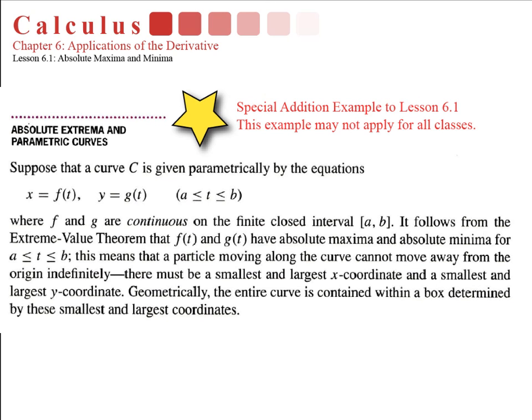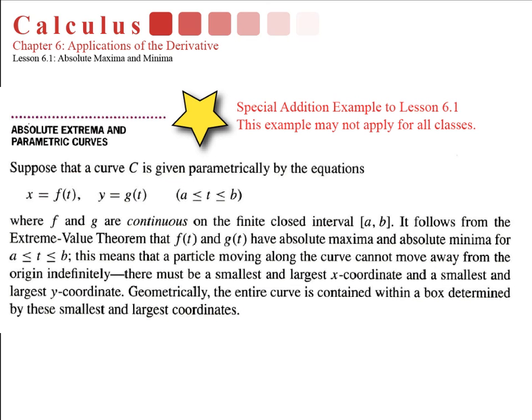It follows from the extreme value theorem that f of t and g of t have absolute maxima and absolute minima for some values t between a and b. This means that a particle moving along the curve cannot move away from the origin indefinitely. There must be a smallest and largest x-coordinate and a smallest and largest y-coordinate. Geometrically, the entire curve is contained within a box determined by these smallest and largest coordinates.